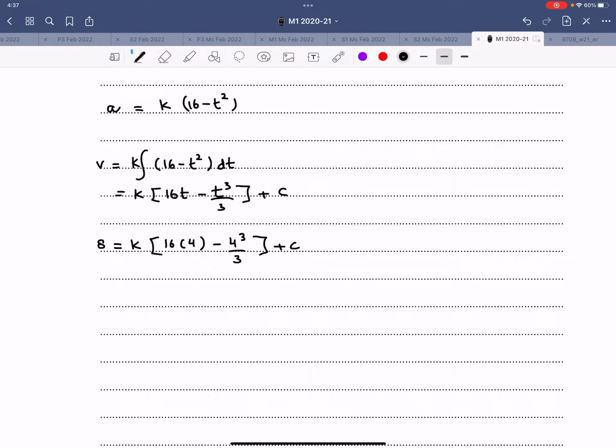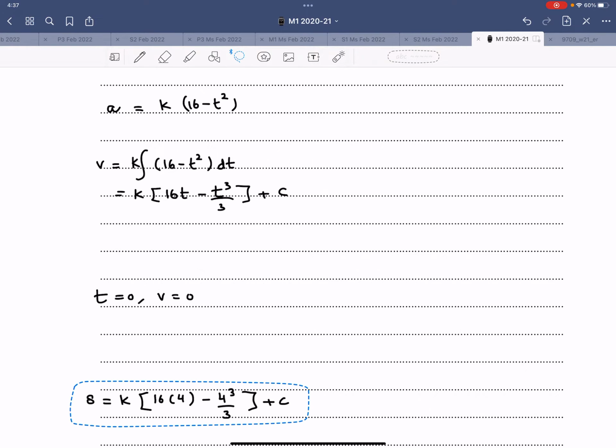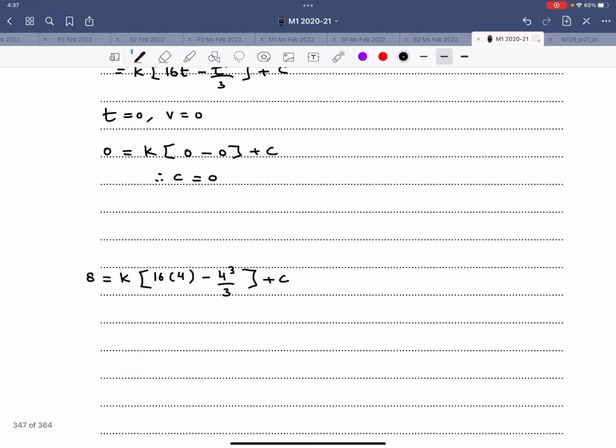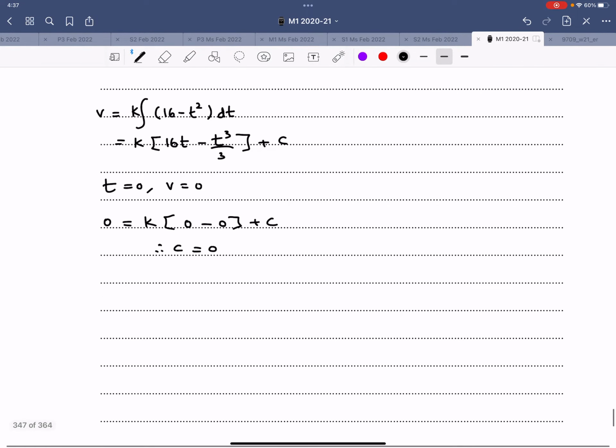The first equation is when t is 0, v is 0. Let me do it in order, so let me move this thing to the side for right now. When t is 0, v is 0. Therefore 0 equals k multiplied with 0 minus 0 plus c. So c comes out to be 0. That resolves it. So now the equation is v equals k bracket 16t minus t cube over 3 plus 0.